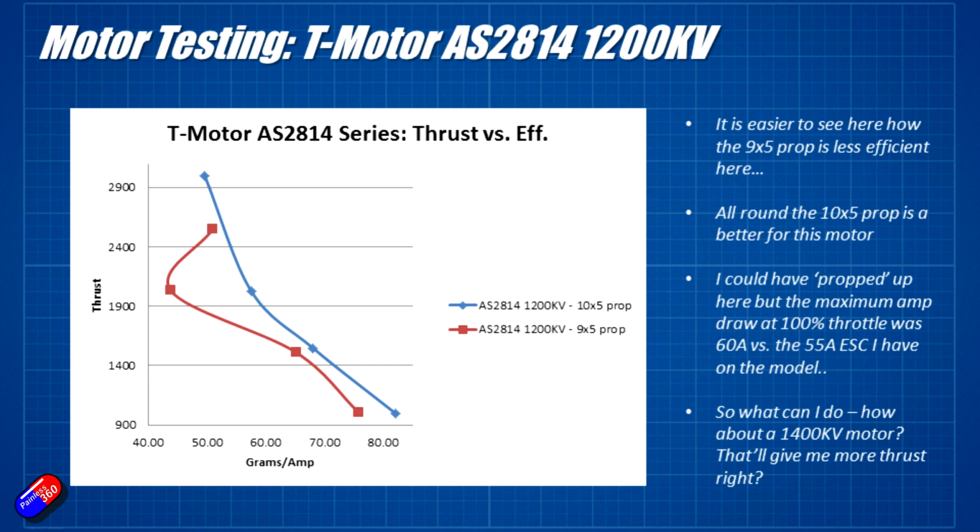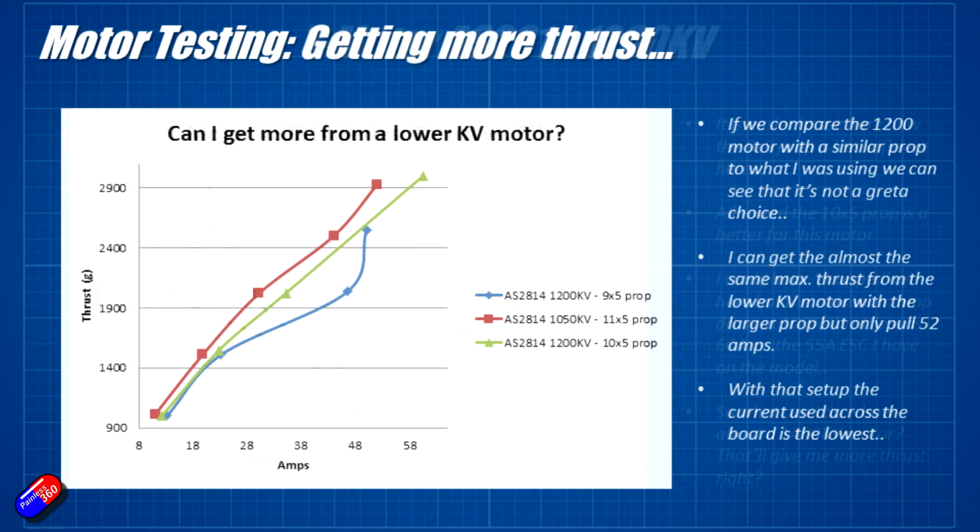The 9x5 inch prop is actually not a great option. So let's look at some of those data points with my specific scenario in mind. I am right now using an AS2814 1200 kV motor with, it's actually a 9x6 inch prop in my particular instance, it's a folding prop, but we've got a 9x5 inch prop in here.